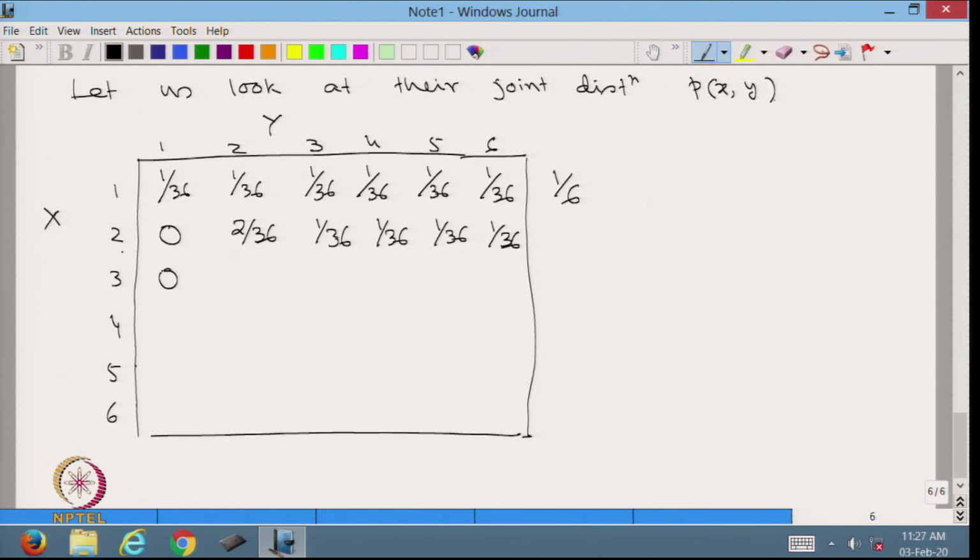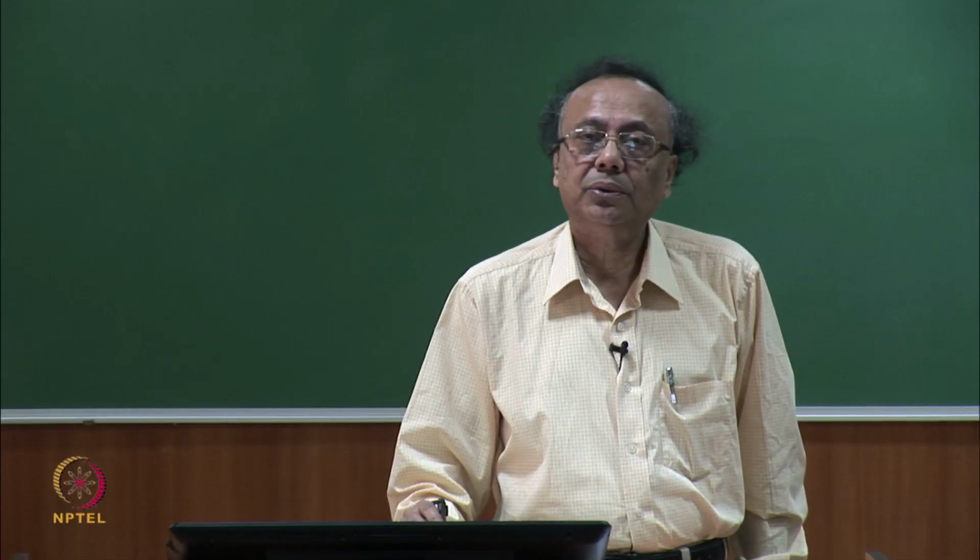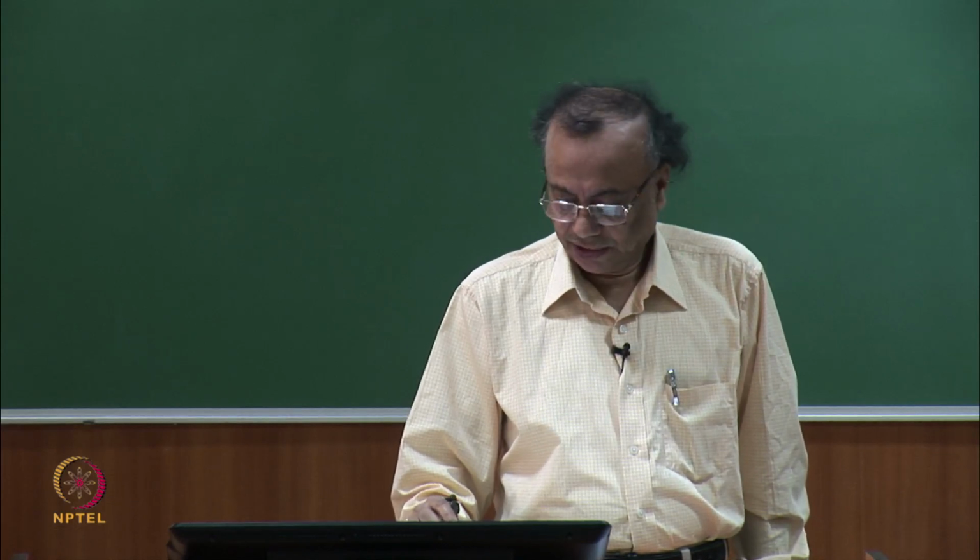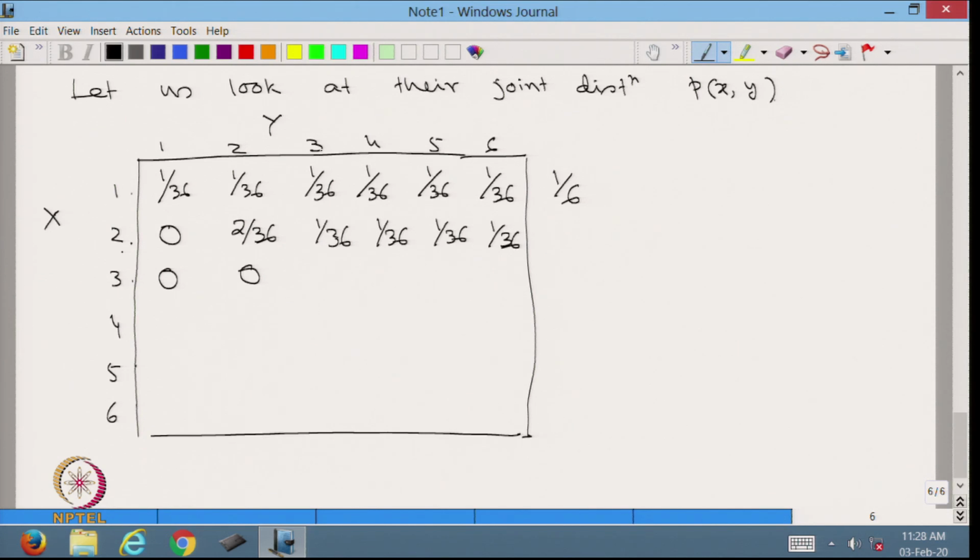When X is equal to 3, Y cannot be 1, Y cannot be 2. Now, consider X is equal to 3 and Y is equal to 3. This can happen in 3 different ways: X is equal to 3 and X1 is equal to 1, X is equal to 3 and X1 is equal to 2, and X is equal to 3 and X1 is equal to 3. In all these cases, the maximum will be 3. Therefore, this is 3 by 36. Y can be 4 if X is equal to 3 and X1 is 4. Therefore, this is 1 by 36, 1 by 36, similarly 1 by 36.